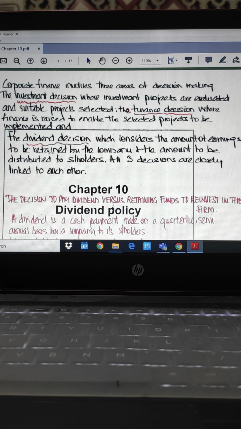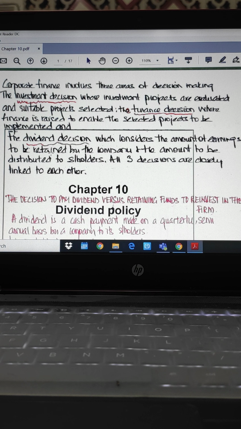As I previously mentioned, corporate finance involves 3 areas of decision making, i.e., the investment decision, where investment projects are evaluated and suitable projects selected. We have learned this using the payback method, the ARR method, the NPV method, and the IRR method. In particular, pay more attention to the NPV method. And the finance decision, where finance is raised to enable selected projects to be implemented. Here, we covered it under the cost of capital to determine what sources of finance are to be used to finance a particular project.